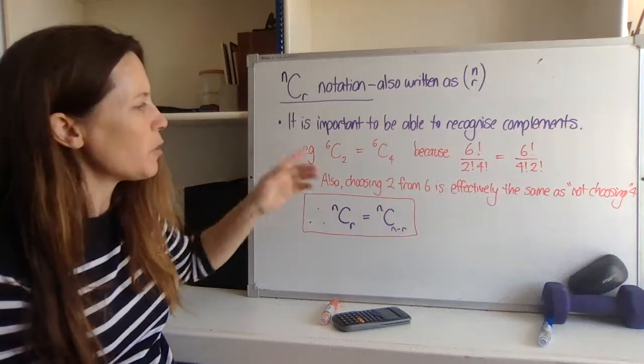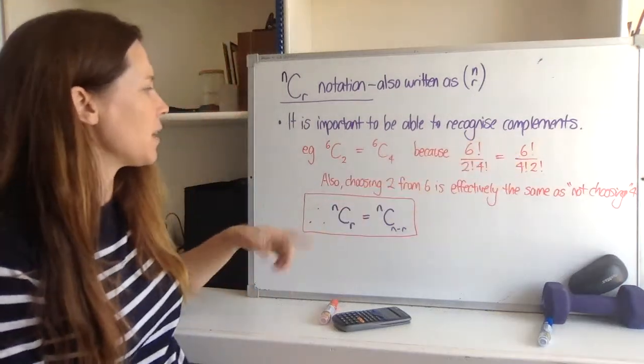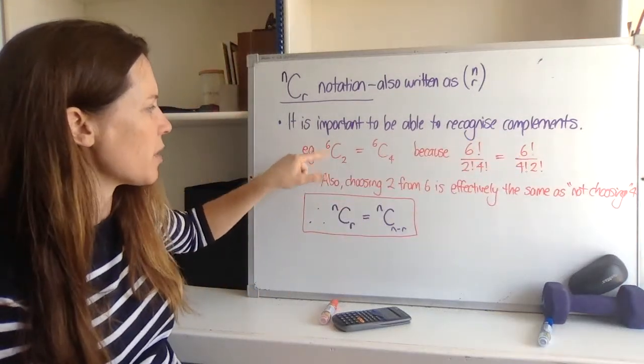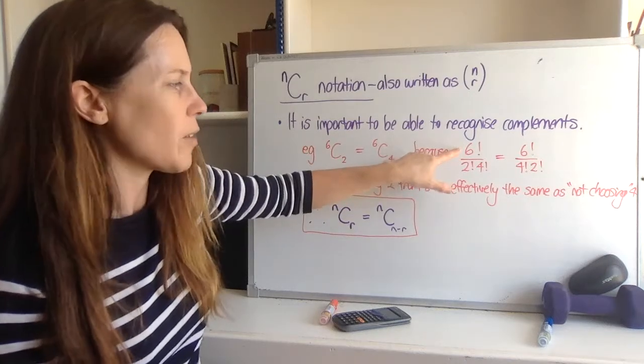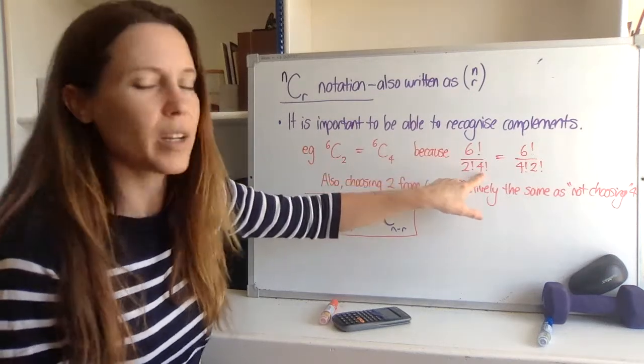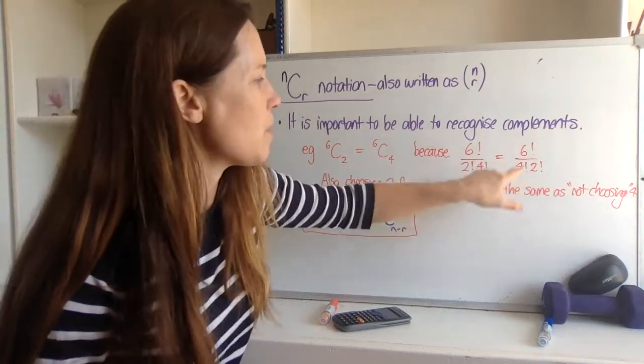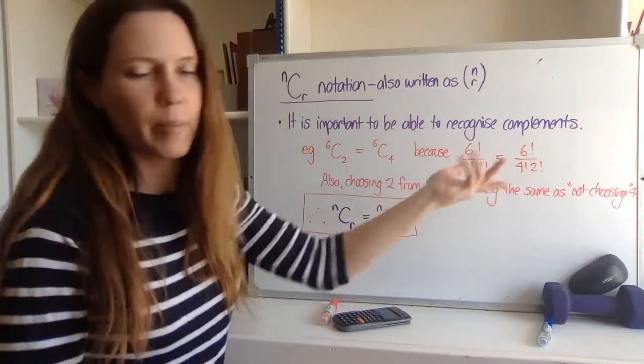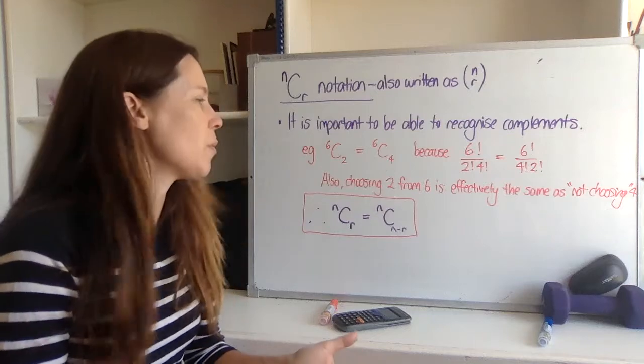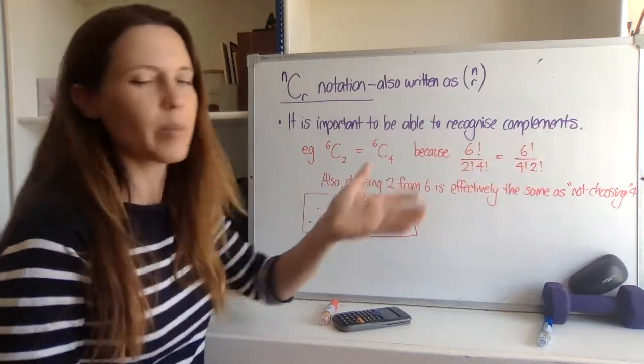But if we look at the formula and how it's applied, it makes even more sense, because 6 choose 2 is 6 factorial over 2 factorial times 4 factorial, and 6 choose 4 is the same thing. We've just got the items around the other way on the denominator. So you can see that it's going to be exactly the same.